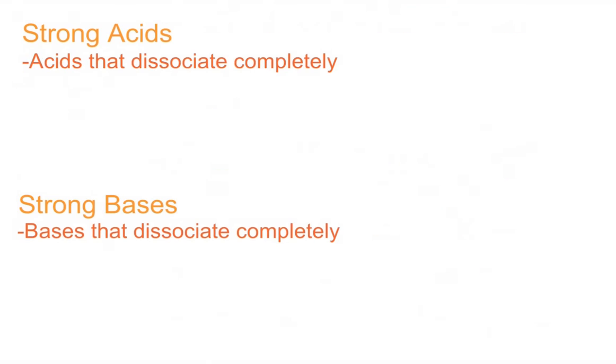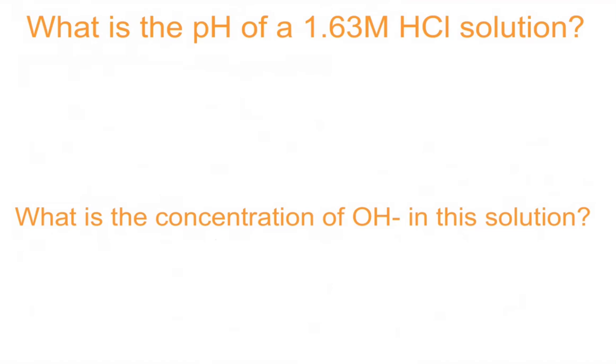So again, strong acids, strong bases, they completely dissociate. So for our process, first, what is the pH of a 1.63 molar HCl solution? So I'm going to highlight that and say, okay, we're dealing with a strong acid. It's going to completely dissociate. Therefore, our major species are going to be H+, Cl-, and H2O. And remember, this H+ is going to become one with water, so they'll become H3O+.